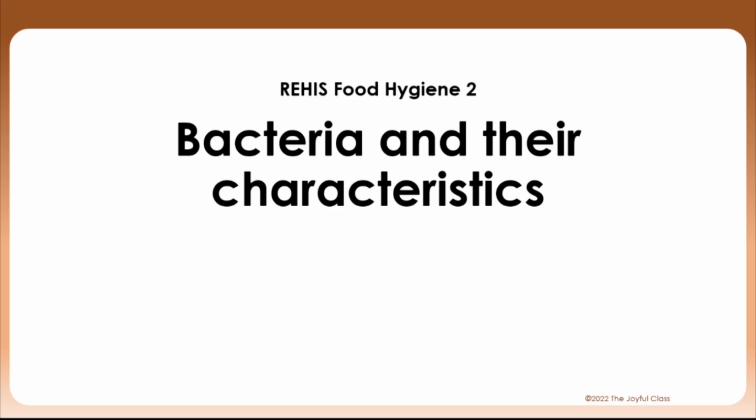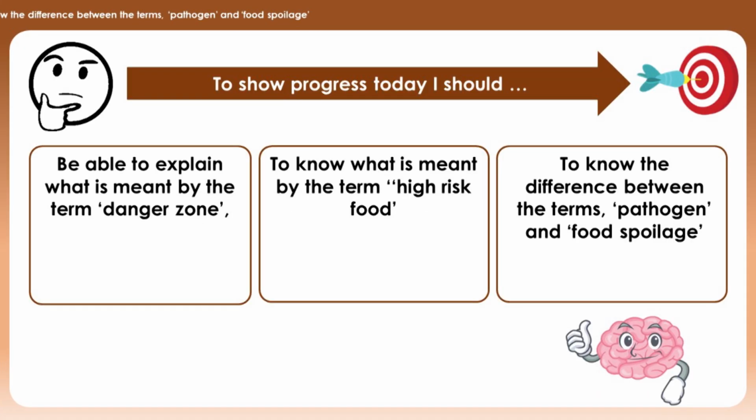REHIS Food Hygiene 2, Bacteria and their Characteristics. At the end of this lesson, you should be able to explain what is meant by the term danger zone, to know what is meant by the term high-risk food, and to know the difference between the terms pathogen and food spoilage.